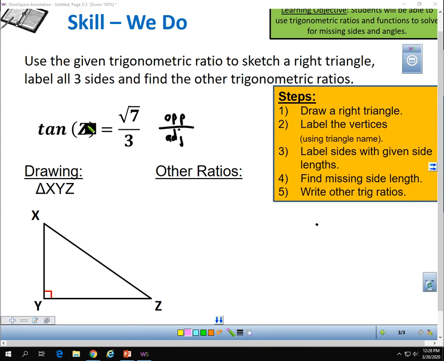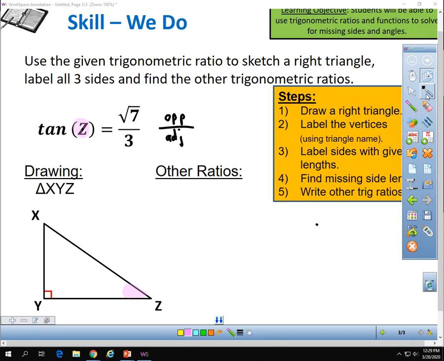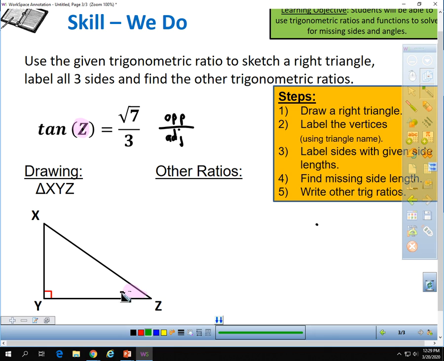Let's identify the angle of reference. They tell us the tangent of Z, that means angle Z. This angle right here in purple is the angle of reference. Based on that, we have to find the opposite, hypotenuse, and adjacent sides. You start by looking at the angle of reference. Across from the angle of reference is the opposite side.